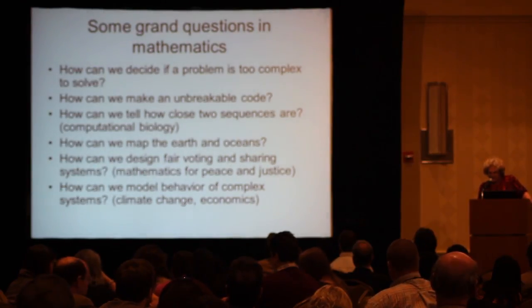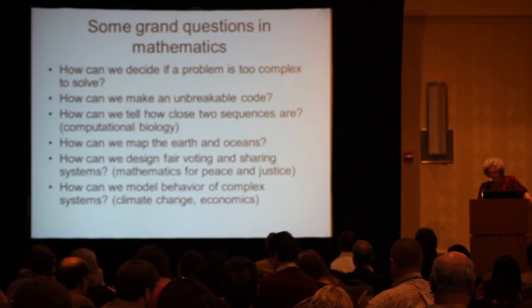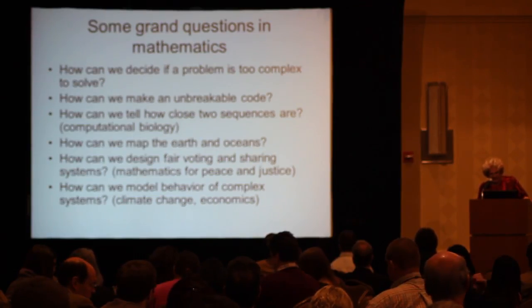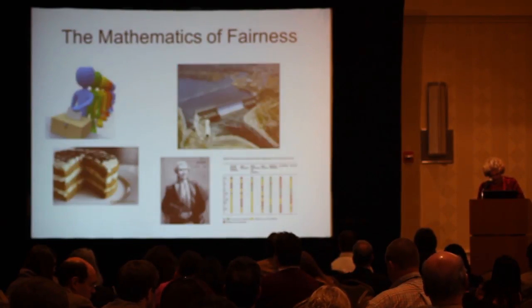How can we map the earth and oceans? How can we design fair voting and sharing systems? Can we use mathematics to advance peace and justice? And how can we model behavior of complex systems like the economy or the climate?